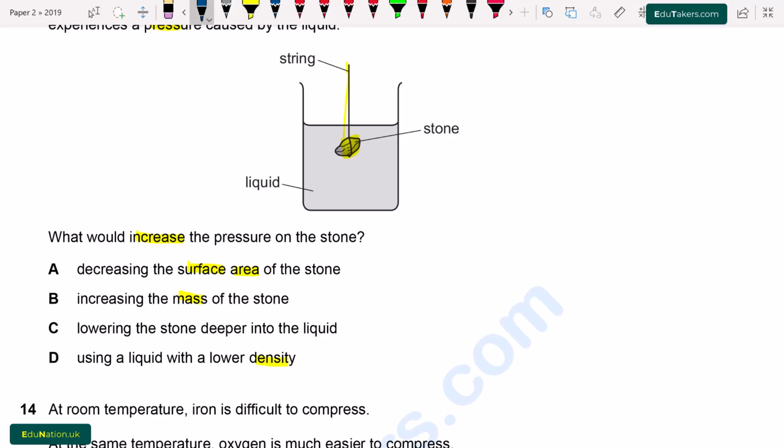So first of all, when I lower this stone deep into the liquid, I suppose its position is this one. This is the string that is attached with this. When I lower the stone deeper into the liquid, then the height increases, and we know that pressure of liquid is equal to rho gh. Rho is density, g is acceleration due to gravity, and h is height. When the height increases, then the pressure also increases. It means that we have to lower the stone deeper into the liquid so that the pressure caused by the liquid increases. So option C is correct.